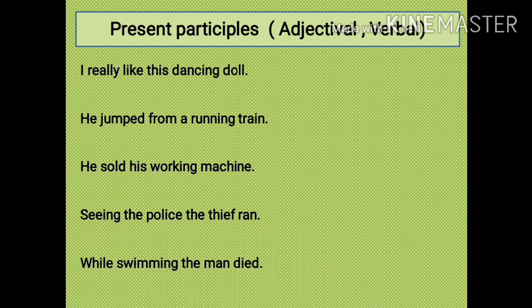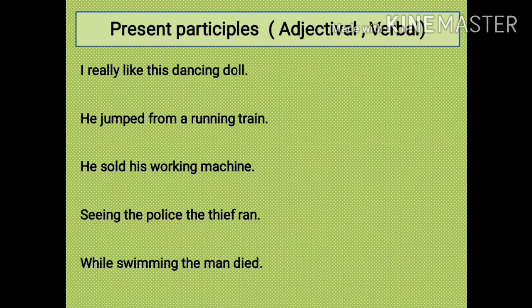See plus ing, the second form of the verb, that is a present participle. Police is a noun here, but the word seeing is not describing the noun police. If I ask the question here, which police, will I get the answer seeing police? That would be wrong. So we can understand here that seeing is not describing the police, therefore seeing is not an adjective. Though it is a present participle, it is not an adjectival present participle, but it is a verbal present participle because it is not describing the noun police. So this will be a verbal present participle.